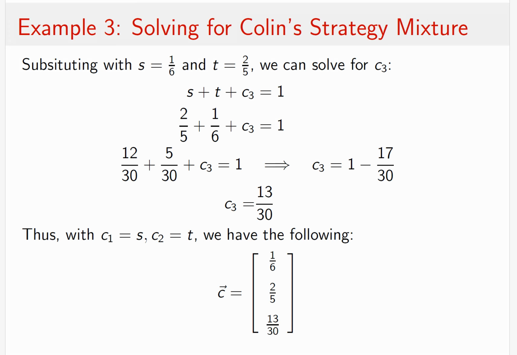I have 12/30ths. I'm taking that 2/5 and I am converting to a denominator of 30. I'm taking 1/6 and converting to that common denominator. So I have 17/30ths. That's the sum of s and t. So 1 minus 17/30ths is 13/30ths. And you can see that we have Collins' optimal strategy mixture here.